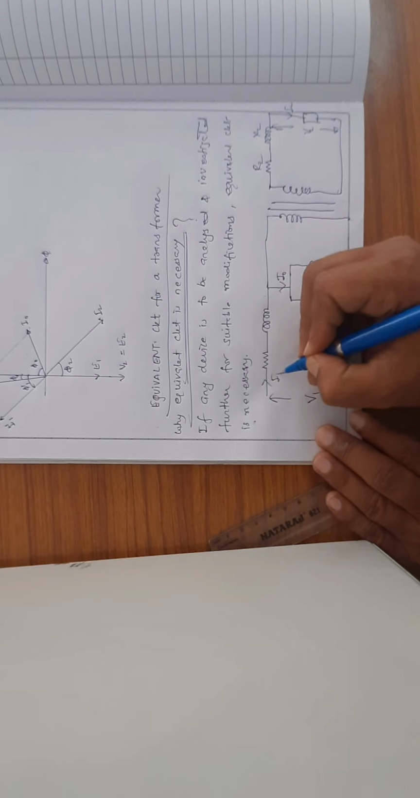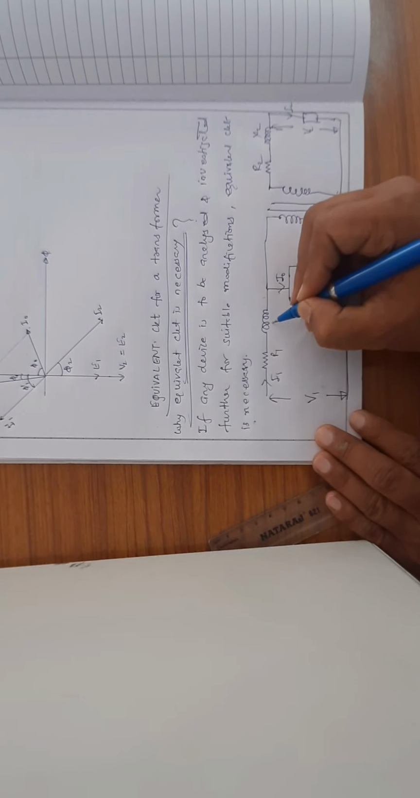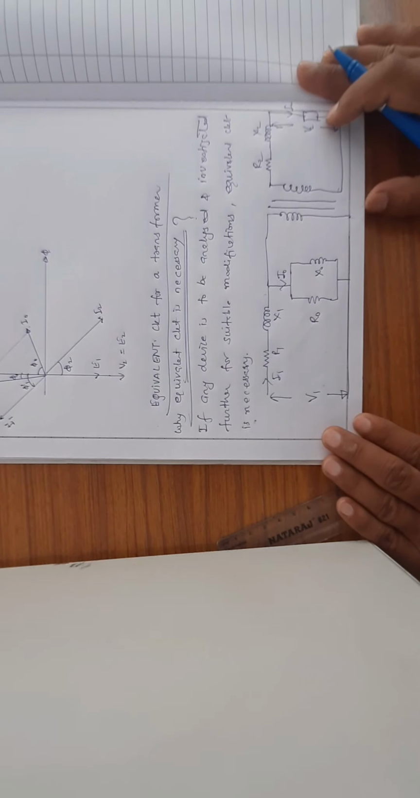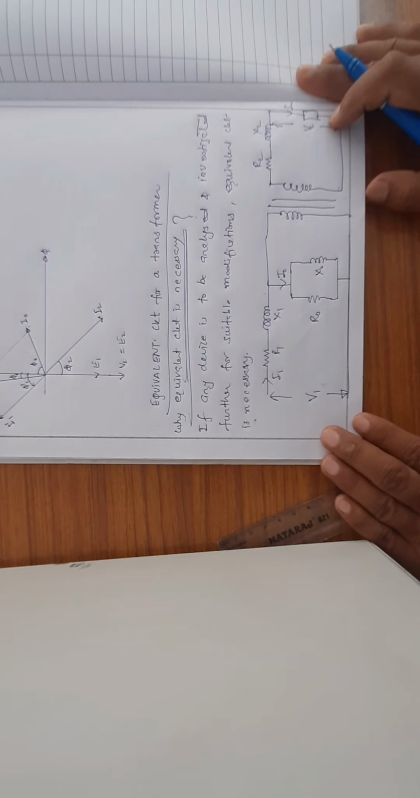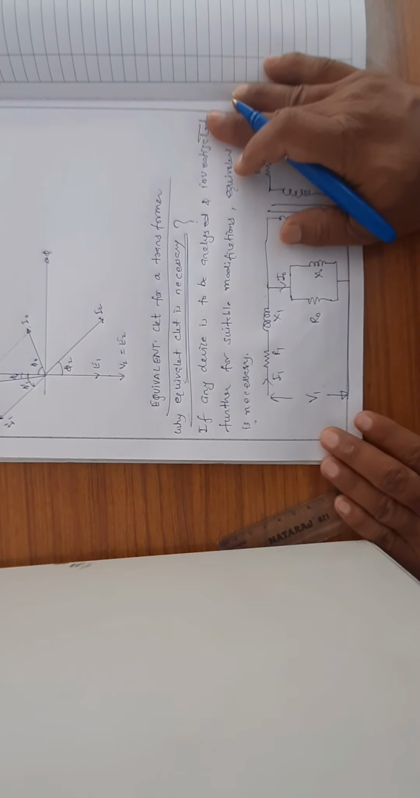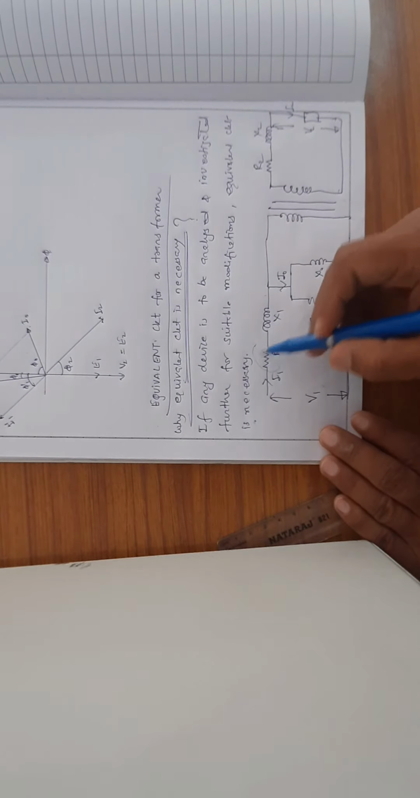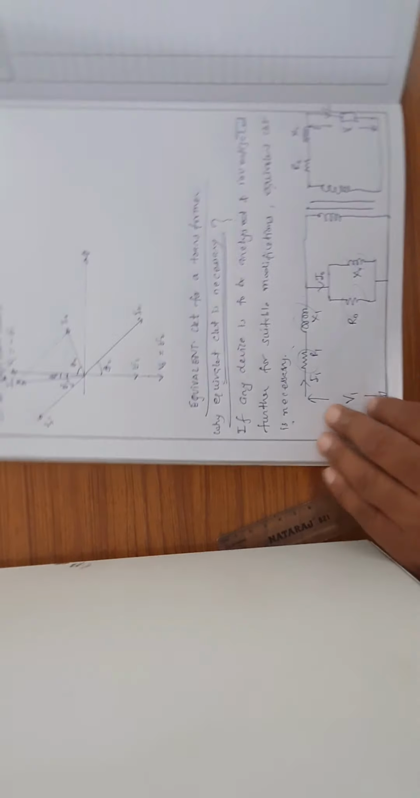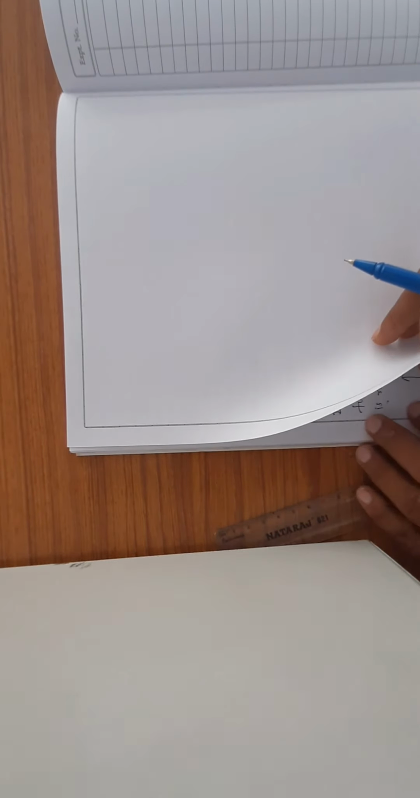Here is I1, this is R1 and this is X1. This is the equivalent circuit of a transformer. If we convert all the primary side into secondary side, then what will be the value of R1 and X1, R0 and X0? So equivalent circuit of a transformer referred to secondary side.